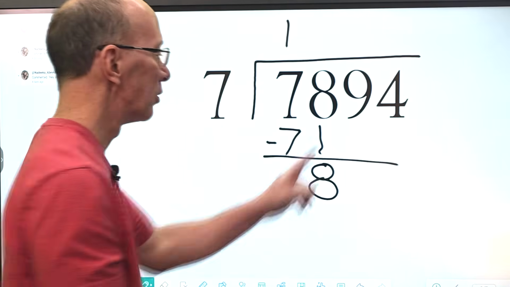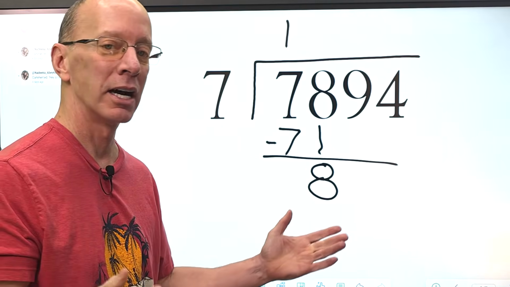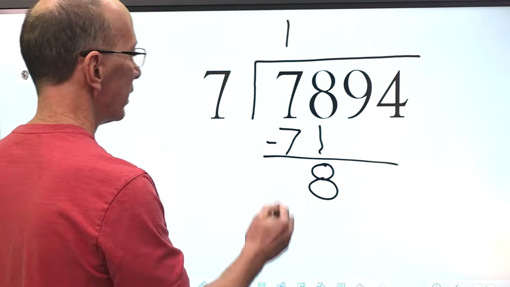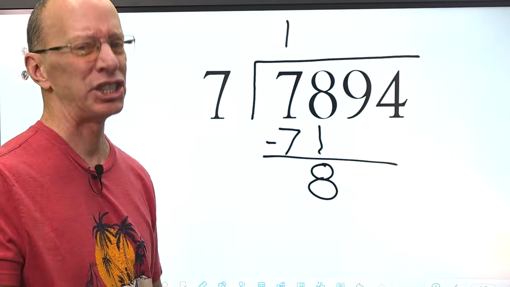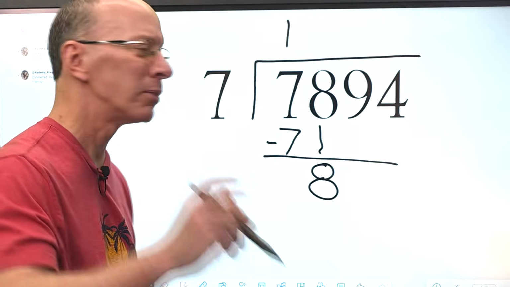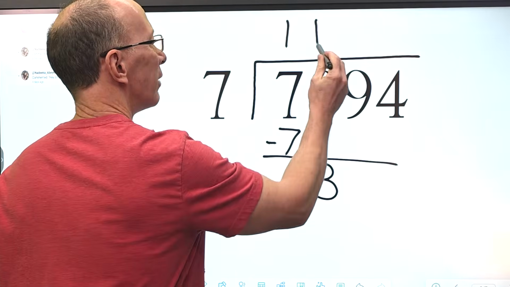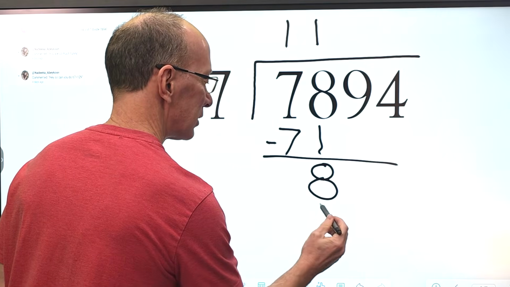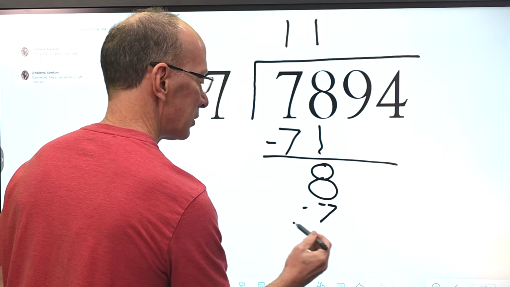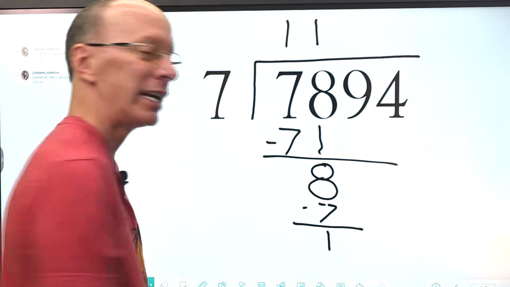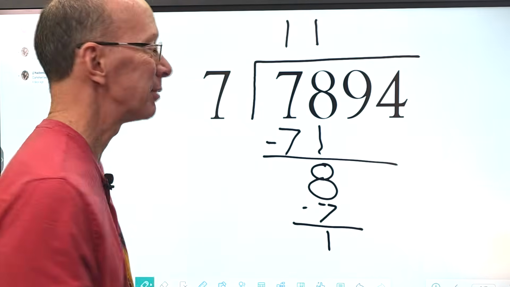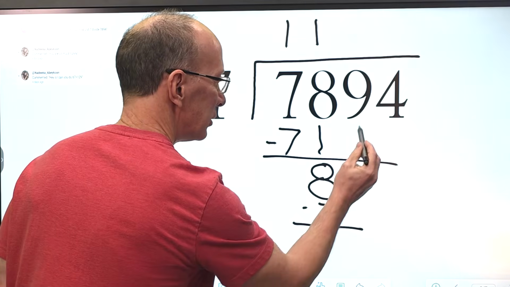The reason I make these little marks is so I can just help organize my problems after I deal with a lot of numbers. So then I have 8. Can I put 7 into 8? Sure you can. How many times? 1 time. So I'm going to go ahead and put 1 right here. 1 times 7 equals 7. Then we do subtraction. So 8 minus 7 is 1. And then what is the next step? Yeah, you bring the next number down, which is a 9.